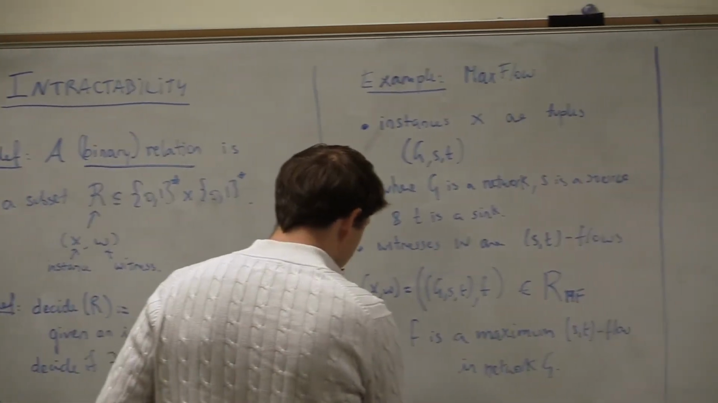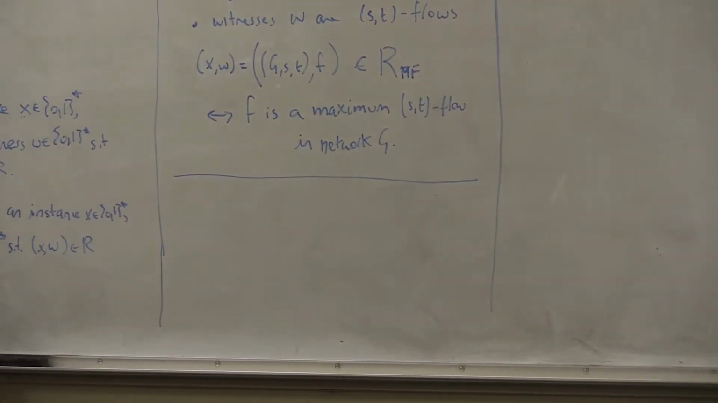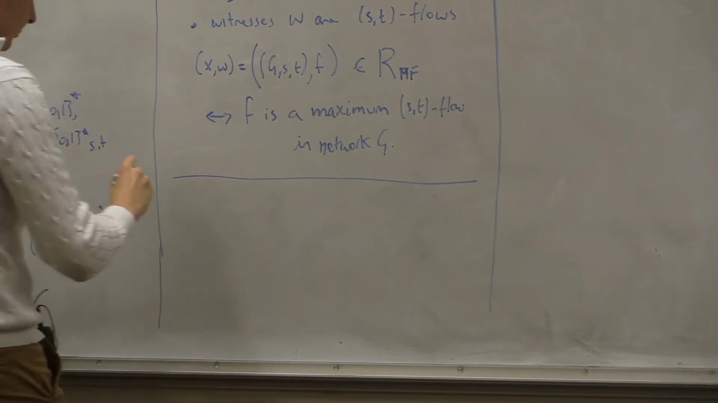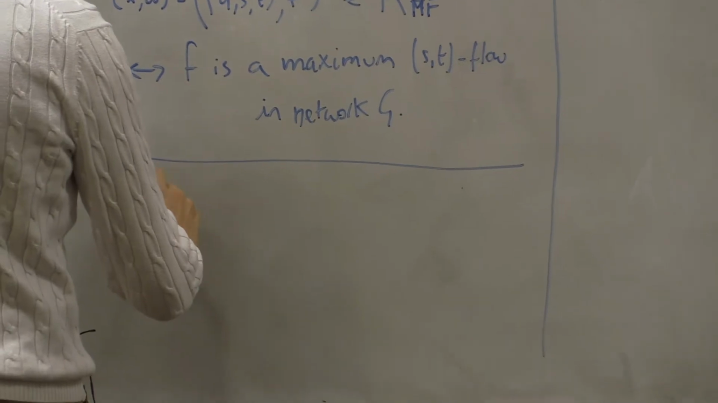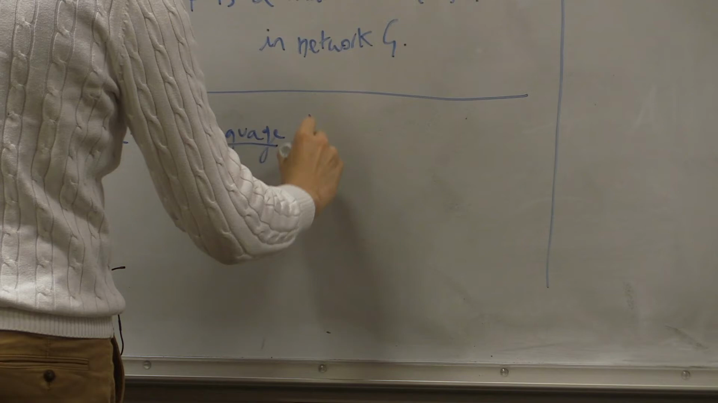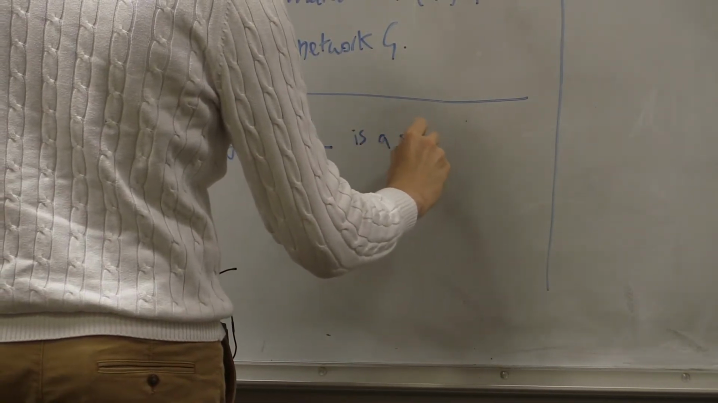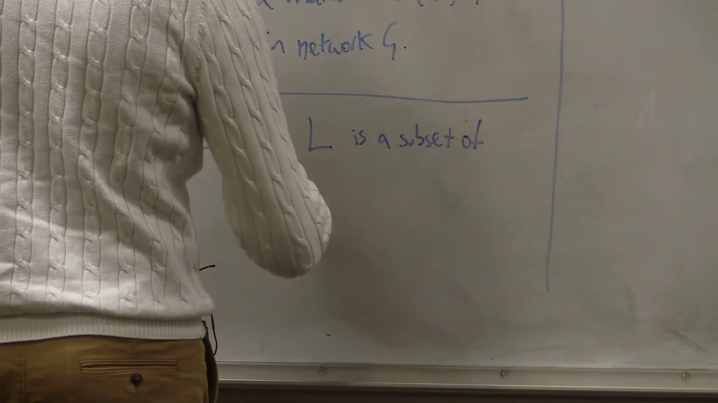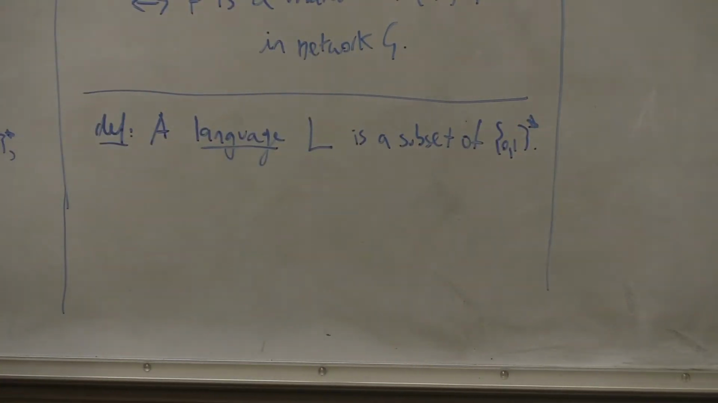Now, another definition that you will find when you learn about computational complexity is the notion of languages. So a language, usually denoted L, is a subset of {0,1}*. So it's just some possibly infinite set of finite-size bit strings.